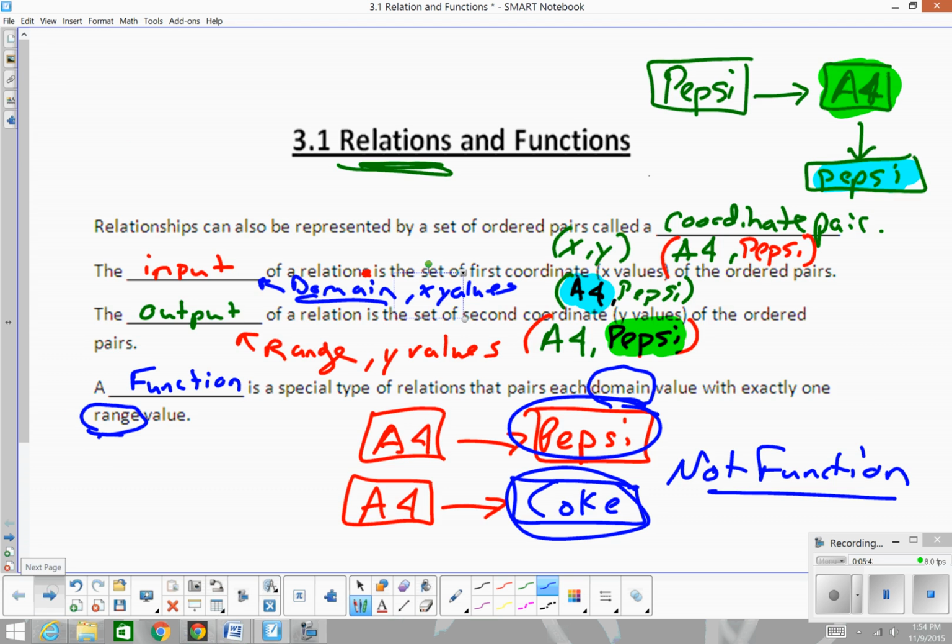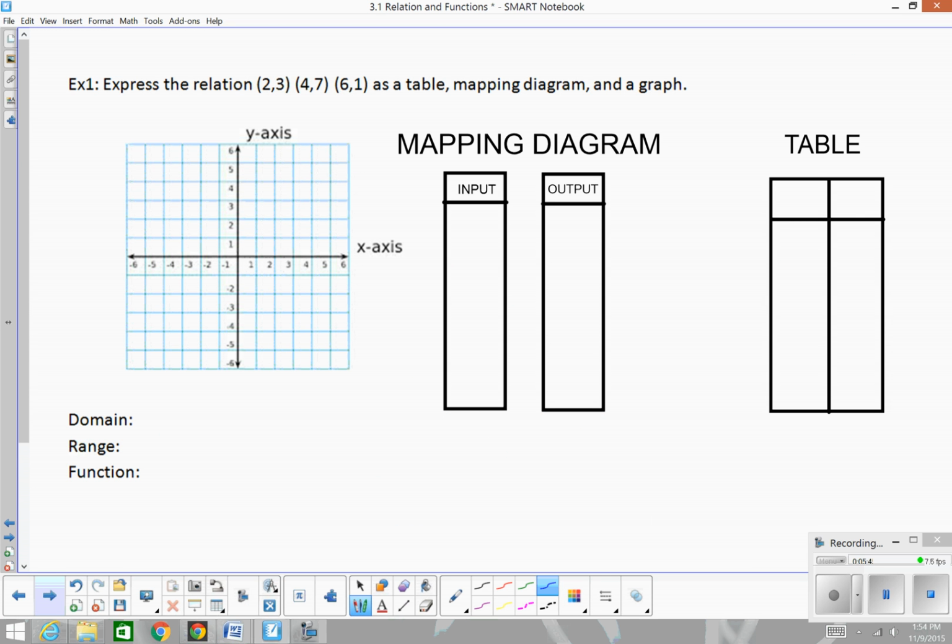Now let's represent this information, or data, in 3 different ways. I don't know what this information is, but I know that I have data values like such. I have 2, 3, 4, 7, 6, 1. Now I'm going to say that I want to represent this information. I'm going to tell whether this data represents a function or not, just like my vending machine example.